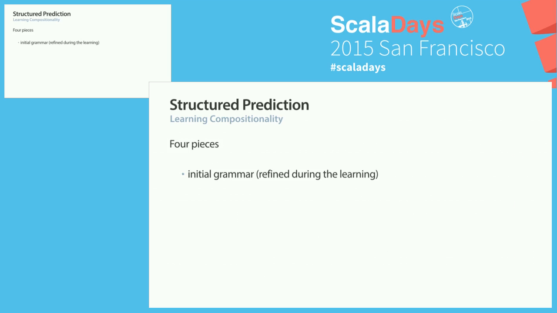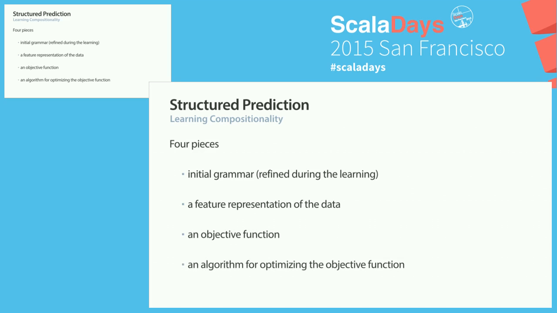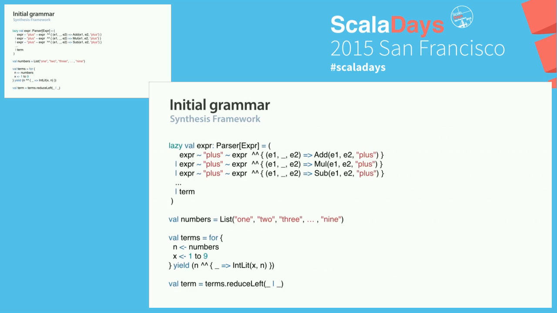So once we have this initial grammar that we are going to refine during the learning, we devise some feature representation. We need an objective function, and an algorithm for optimizing the objective function. I'm going to show you how we can do this in a succinct, concise way with Scala. We start by using the GLL combinators parser library by Daniel. We are very grateful.